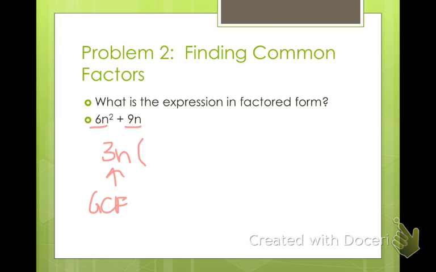But you can't just ignore the numbers. So 3 times what makes 6? That's 2. You also need another n to make n squared. And then also we're going to add 3. So this would be factoring out your greatest common factor.